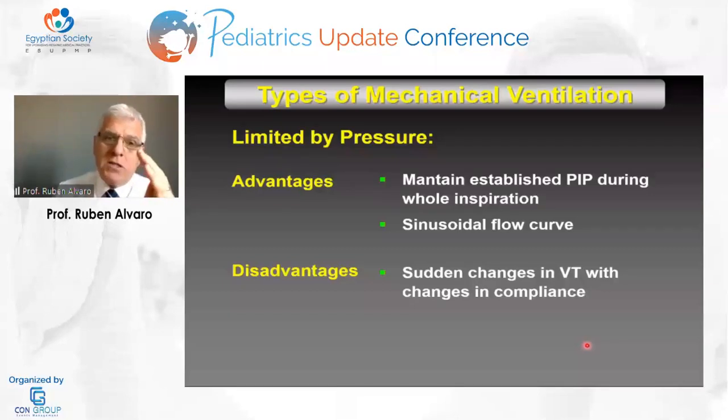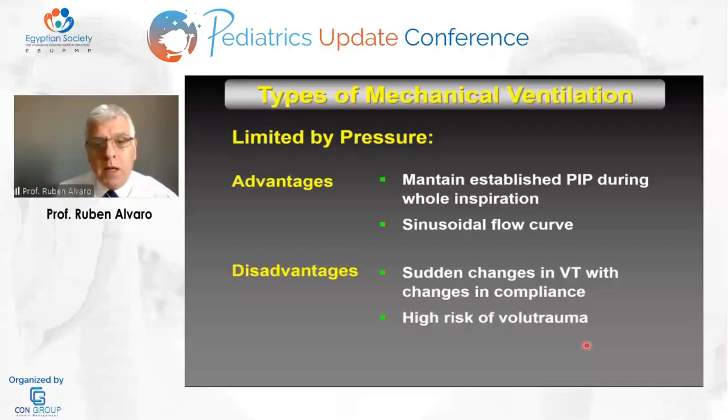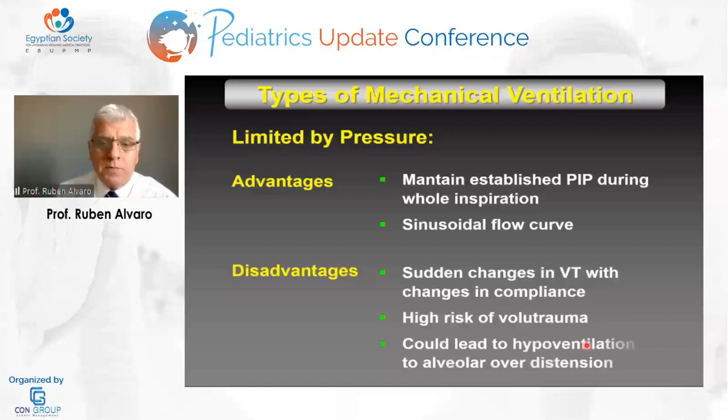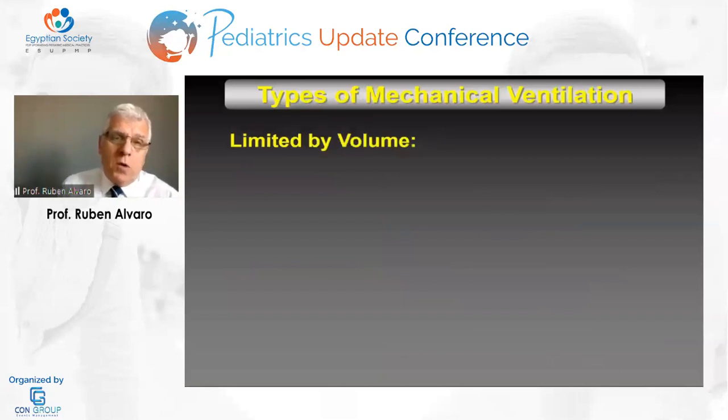So you need to adjust your pressure almost continuously as the compliance changes. Okay? Otherwise, you're definitely going to have a problem with excessive tidal volume or lack of tidal volume. As I said, high risk for volume trauma. And because of this, it could lead to either hypoventilation or to alveolar distension if your compliance changes significantly. Now, when you use a volume ventilator, by the way, these ventilators are not available in the newborn. They're only available in adults.